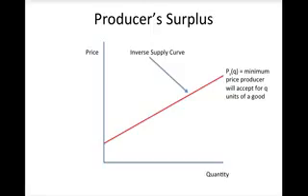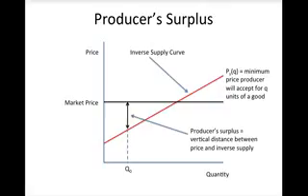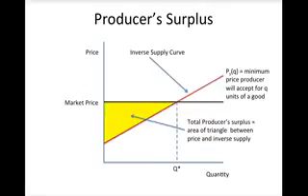A producer surplus is simply the difference between the minimum price that a producer is willing to accept for their product and what they actually have to accept. For a given quantity, a producer surplus is the vertical distance between the market price and the inverse supply curve. To calculate the producer surplus for the total amount that a producer sells, simply add up these vertical distances. The sum of these distances will be the area of the triangle that is below the price line and above the inverse supply curve. This concludes this presentation on consumers and producers surplus.